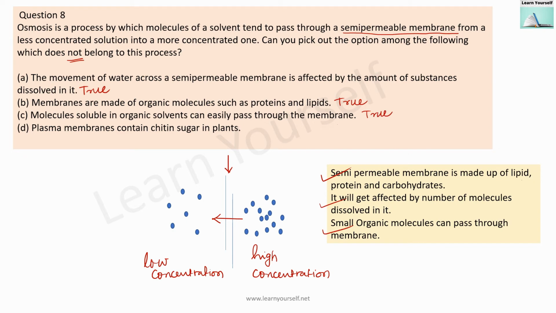Option D is plasma membrane contains chitin sugar in plants. So this statement is false and this is not true for the process of osmosis. So option D is the correct option for us, that it is not true for the process of osmosis.